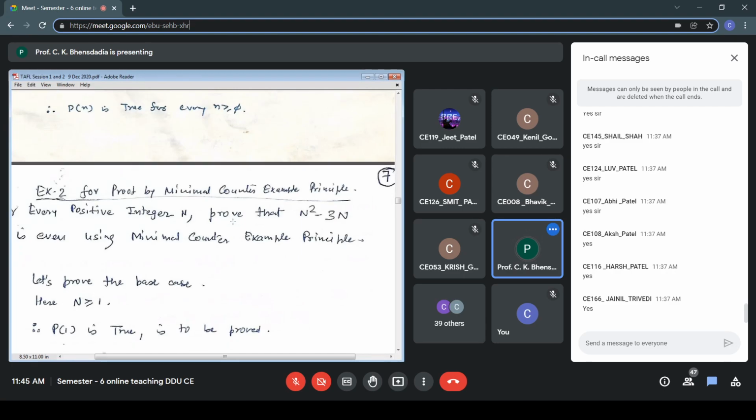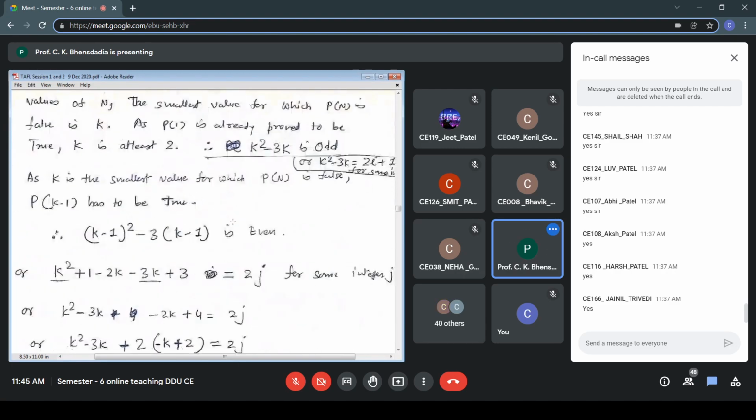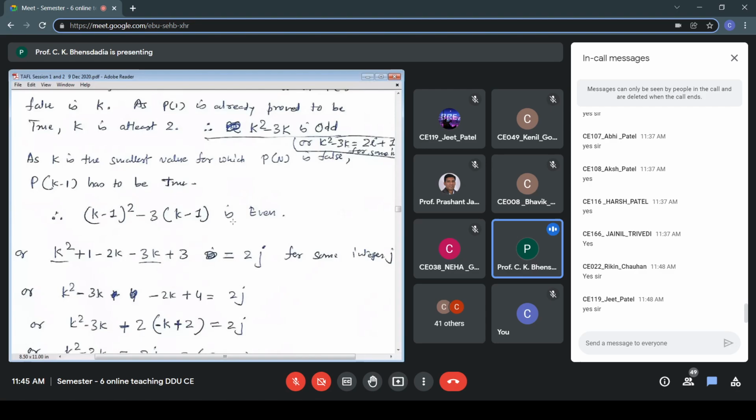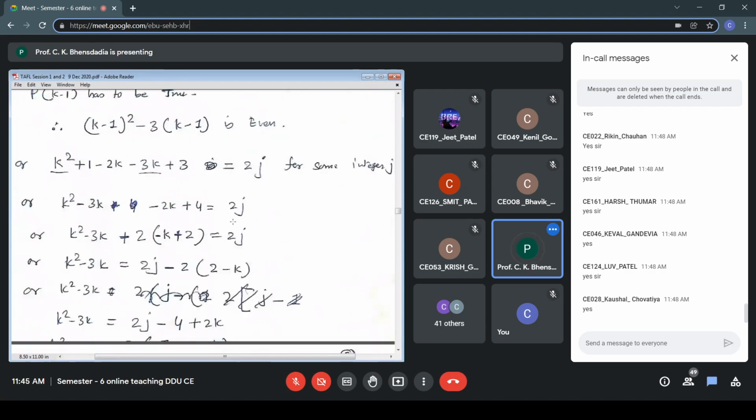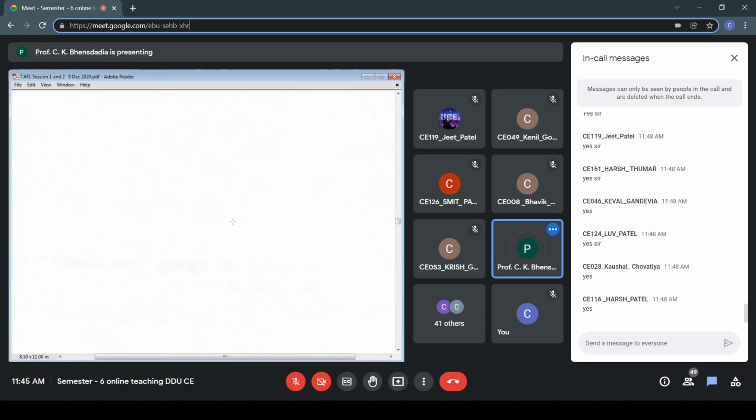That is example 2 of the principle of minimal counterexample, proved by the minimal counterexample principle. Is that fine, friends? Any doubt in this? Rikin, Jeet, Harsh, Tumars, Keval, Love, Kaushal, fine. Okay. So, yes, Harsh Patel, fine.